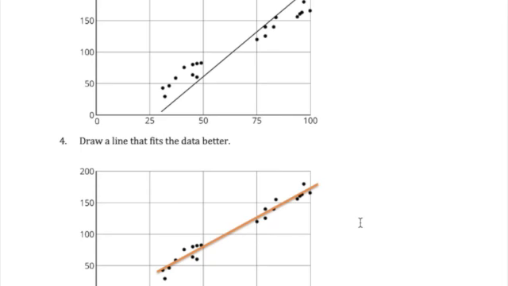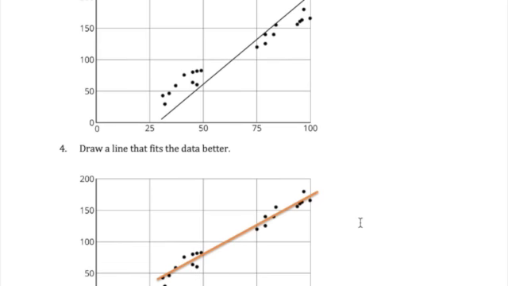All right. You won't have to actually draw lines in your homework. It's just a good thing to get used to, like seeing what line fits over a data set better.